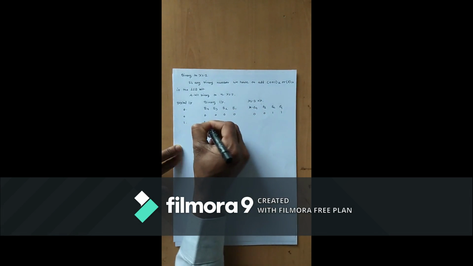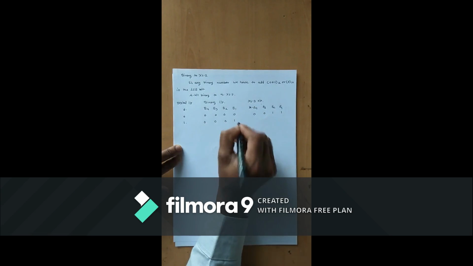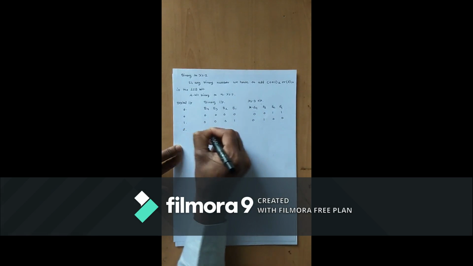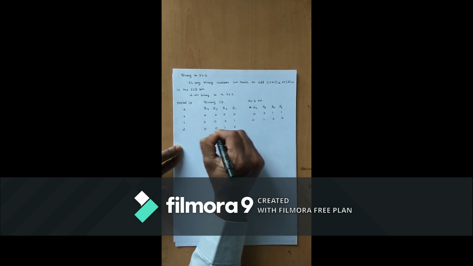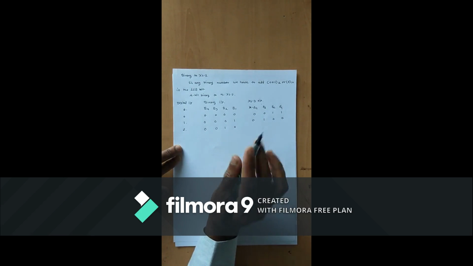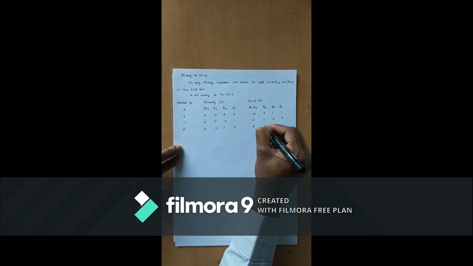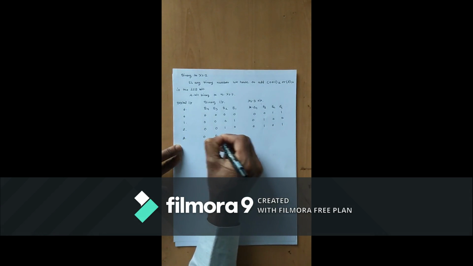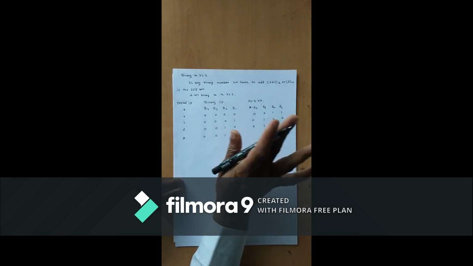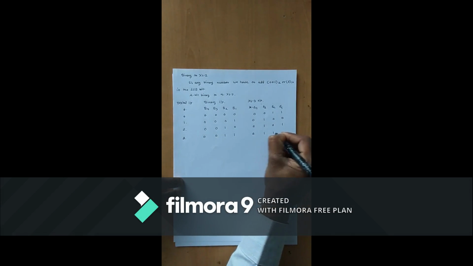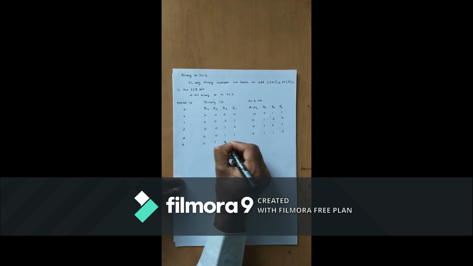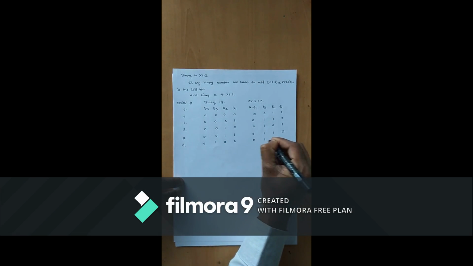Next, for 1, 0001, we add 3: 1 plus 3 becomes 4, so 0100. Then 2, 0010: 2 plus 3 becomes 5, 0101. Next for 3, 0011: we add 3 once again, so it will be 6, 0110. For 4, 0100, we add 3, so 4 plus 3 becomes 7, 0111.